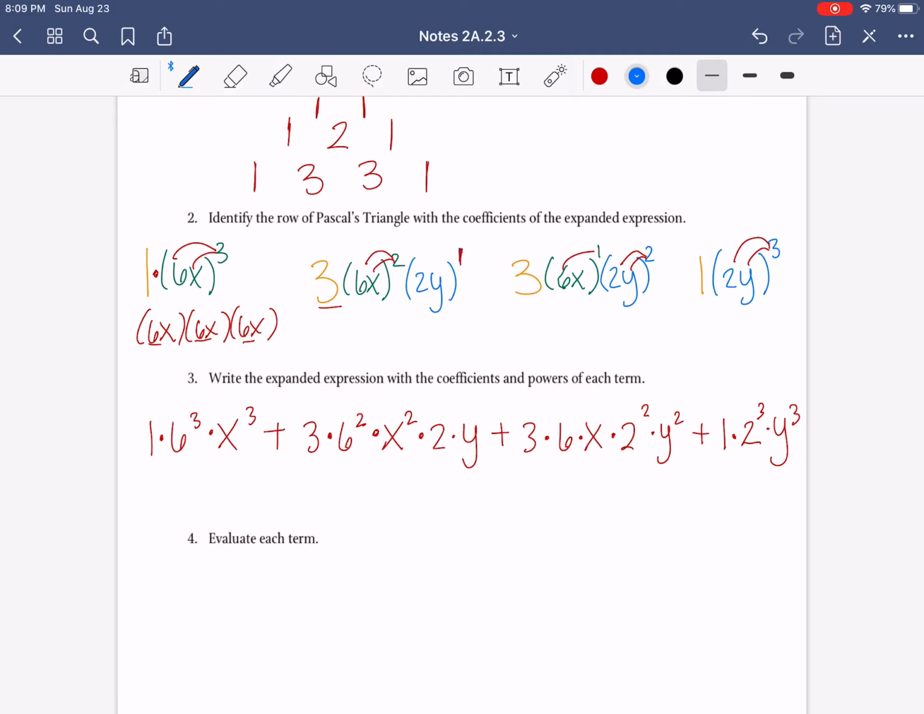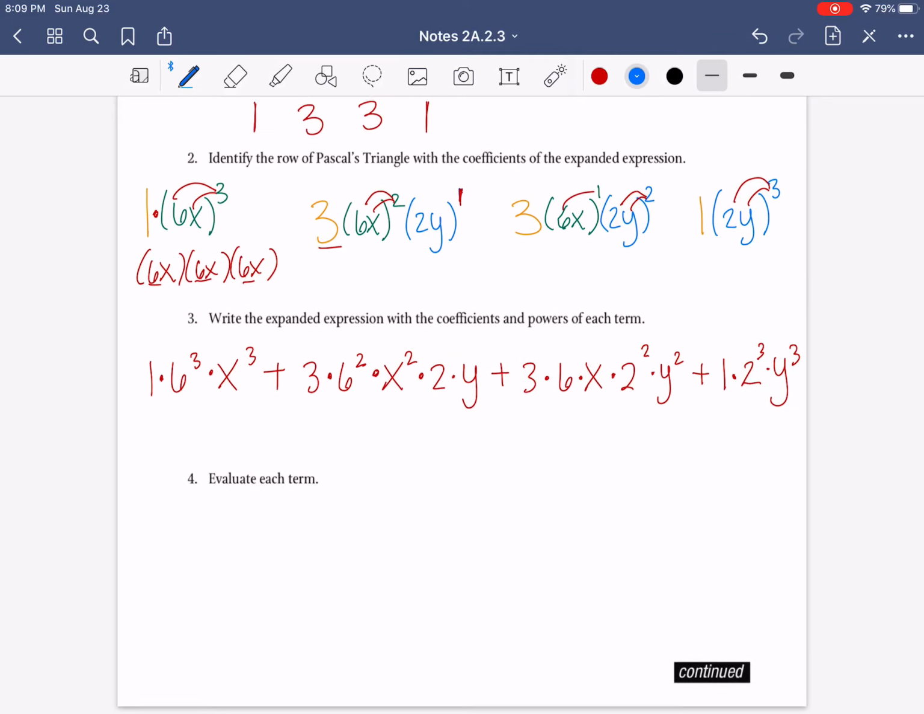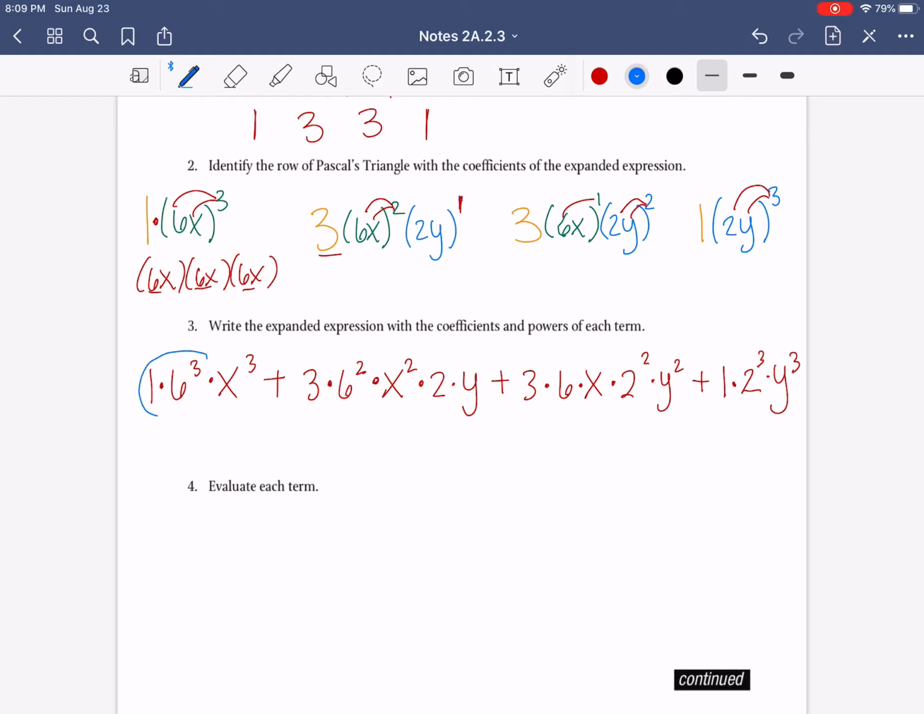Okay, so we got to simplify here. So we evaluate each term. So 1 times 6 cubed, well 6 cubed is 216, and then times 1 is just 216x cubed. Plus, now we got to multiply 3 times 6 squared, but also times 2. So that's 3 times 36 times 2, which is also 216.